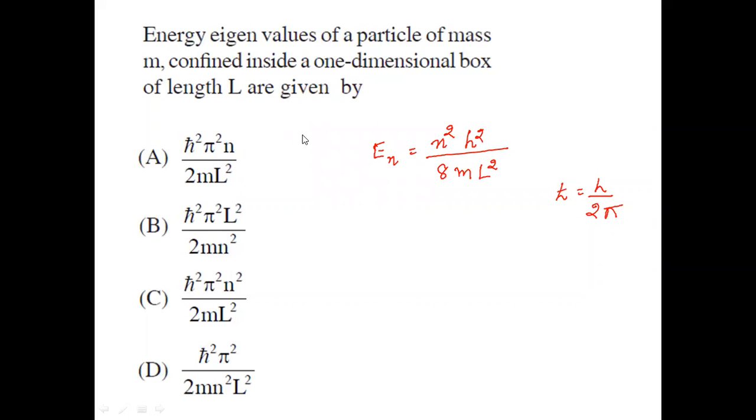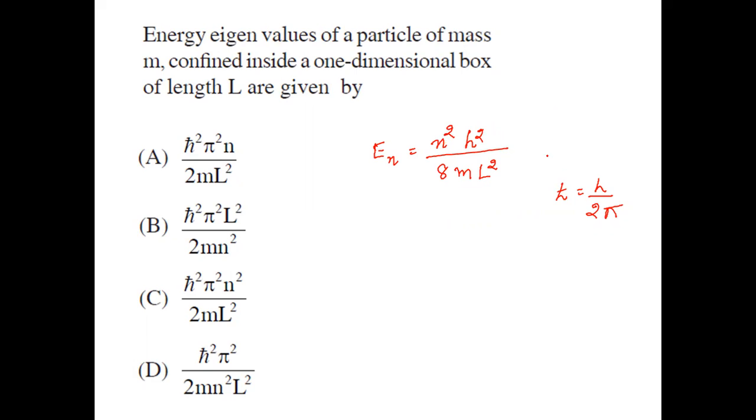So here the first problem is: the energy eigenvalues of a particle of mass m confined in a one-dimensional box of length L is. So this is the general energy expression for a 1D box: En is equal to n square h square by 8 m L square. Here n is the quantum number which takes values 1, 2, 3, something like that.